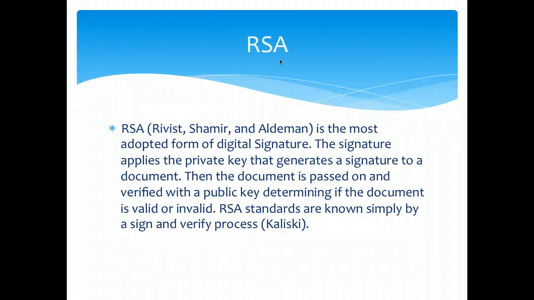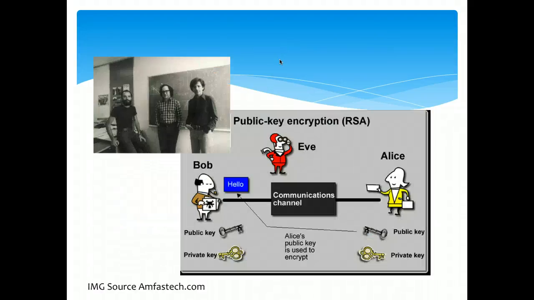The RSA, named after Rivest, Shamir, and Adleman, is the most adopted use of digital signatures. It's kind of like the grandfather. It outlines basically the whole thing. Now they're all based off of this one. So it's the first one made. It applies a private key and generates a signature to the document. Then the document is passed on, verified with the public key, determining if the document is valid or invalid. All right. And it's basically the three guys that created it up in the upper left. And as you can see, it's really basic, just involving keys, private and public, upon receiving and sending.